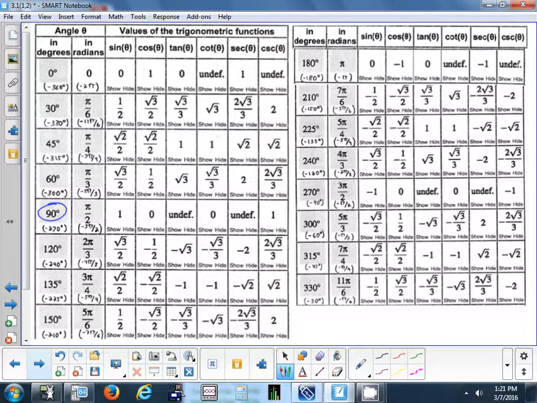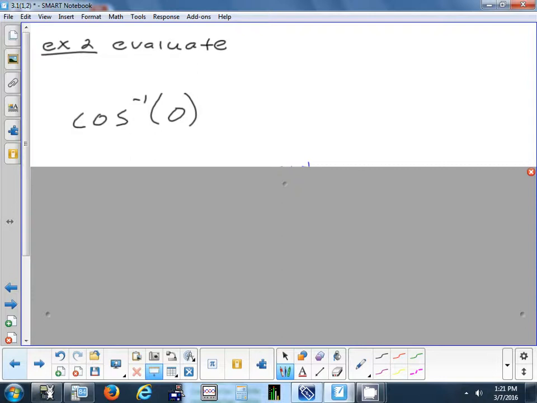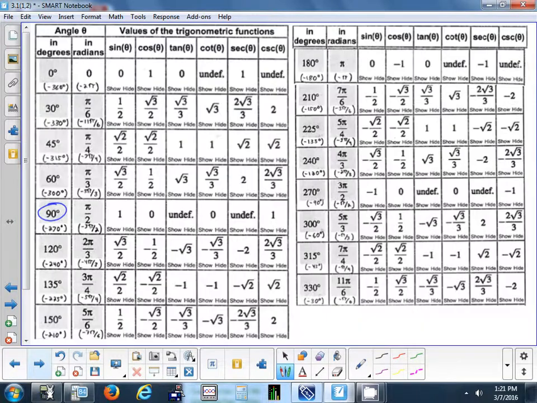Now, I want to be careful here because what do I have to be between now? I'm not negative 90 to 90 anymore. What's inverse cosine? 0 to 180. Okay, that's important. Keep that in mind. Any question on inverse cosine of 0?